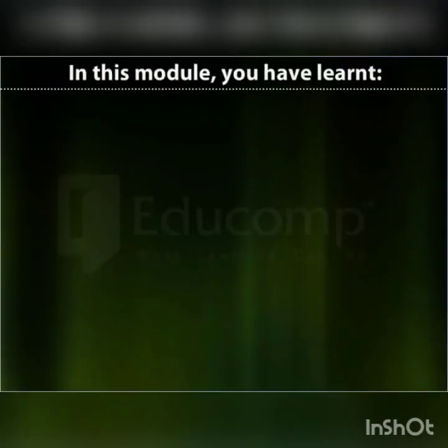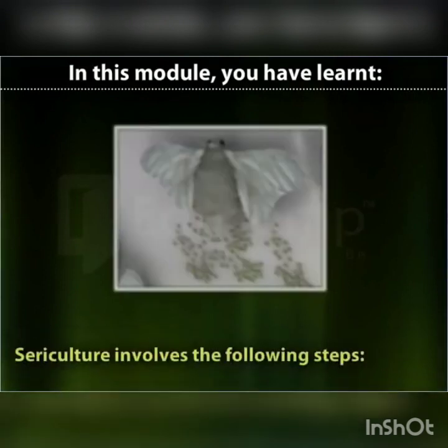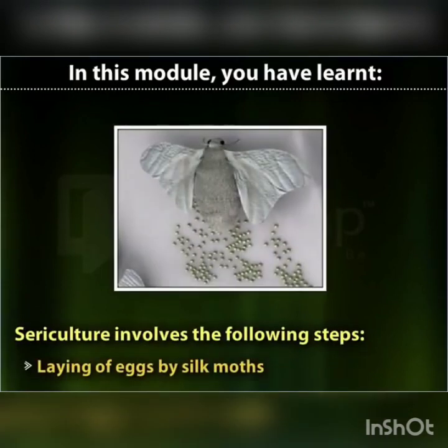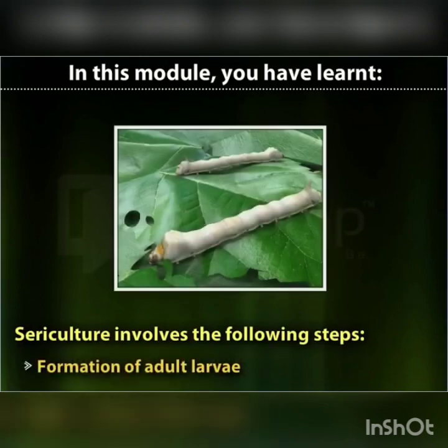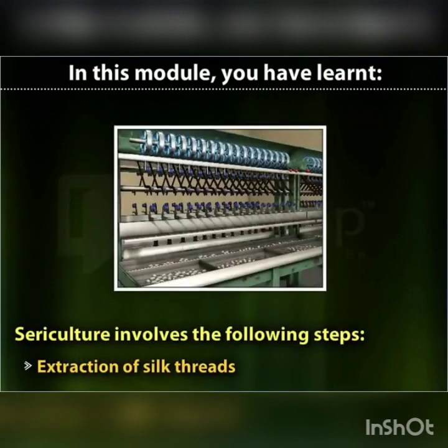In this module you have learnt sericulture is the practice of rearing silkworms to produce silk on a large scale. Sericulture involves the following steps: laying of eggs by silk moths, hatching of eggs into larvae, formation of adult larvae, formation of cocoons, and extraction of silk threads.